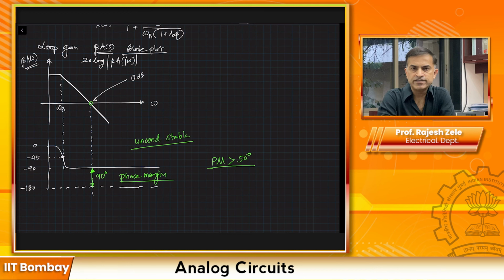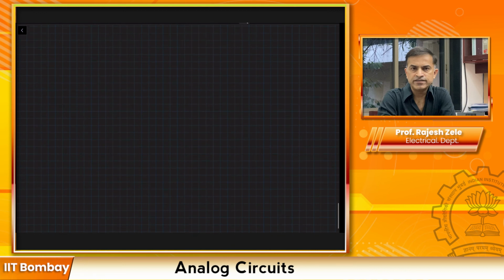Let's take an example of a two-pole system. So when I have a two-pole system, my amplifier will look like this. A(s) will be equal to A0 divided by (1 plus s divided by omega P1) times (1 plus s divided by omega P2). Now let's draw Bode plots for our loop gain.